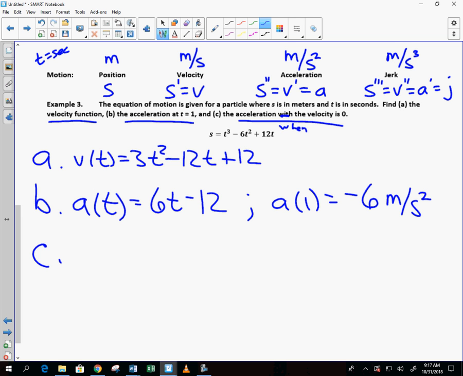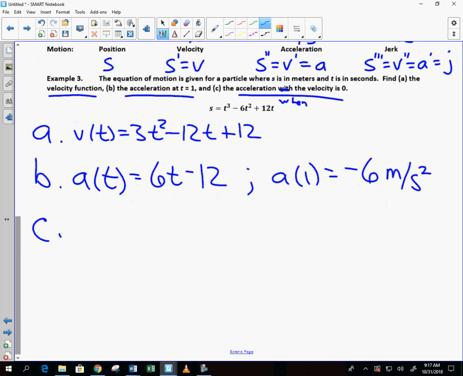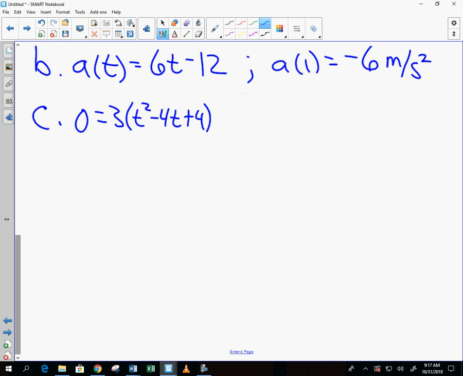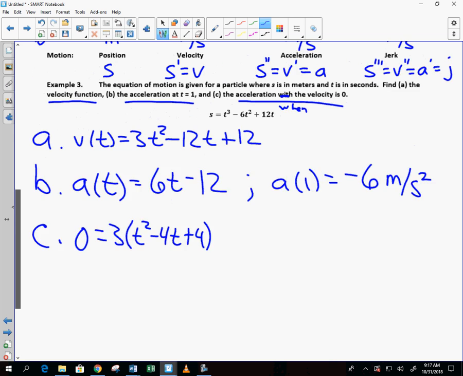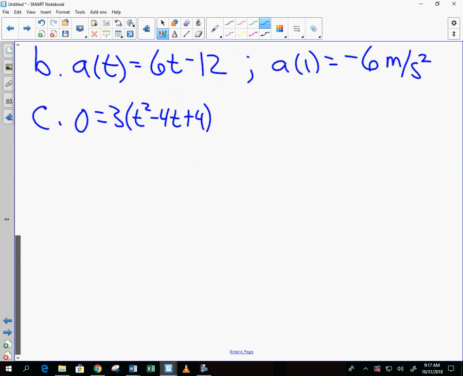Then let's look at letter C. Letter C says the acceleration when the velocity is 0. What do I first need to determine? When is the velocity 0? So 0 equals 3 times t squared minus 4t plus 4. I just factored it. So 0 equals 3 times t minus 2 times t minus 2. So at what time is the velocity equal to 0? At 2 seconds.